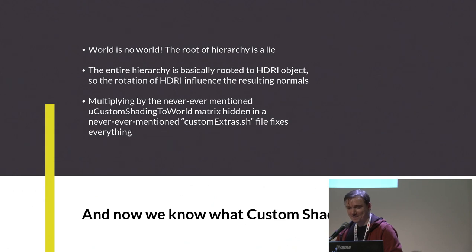Turns out, the world is a lie. In Marmoset, you have this hierarchy, the visible hierarchy, where objects are rooted to something, and presumably it should all be rooted to the world, but instead it is rooted to an HDRI object that you can rotate in a different menu altogether. So once again, after a lot of trial and error, I finally pinpointed the problem and fixed it. It was rather easy to fix because of those two wonderful files and custom shading. Apparently, when you multiply your resulting normals by the U custom shading to world matrix, you have found the solution.